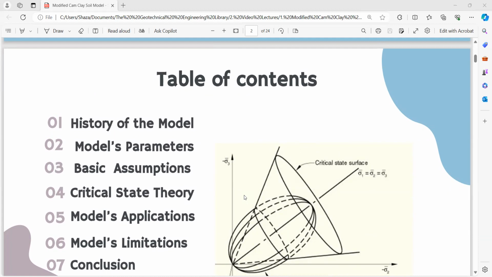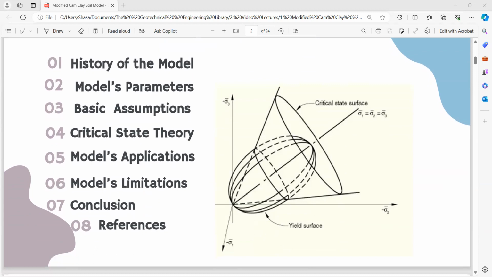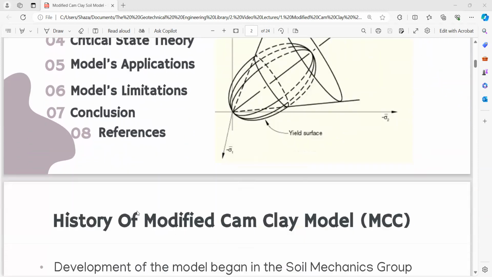In this part of our lecture, we will list the main applications of this model, and then we'll go to the limitations of this model. Finally, we'll go to a brief conclusion. And I just want to remind you that the references that are used in this lecture are listed at the end of this presentation. PDF slides will be attached below the video in the description.